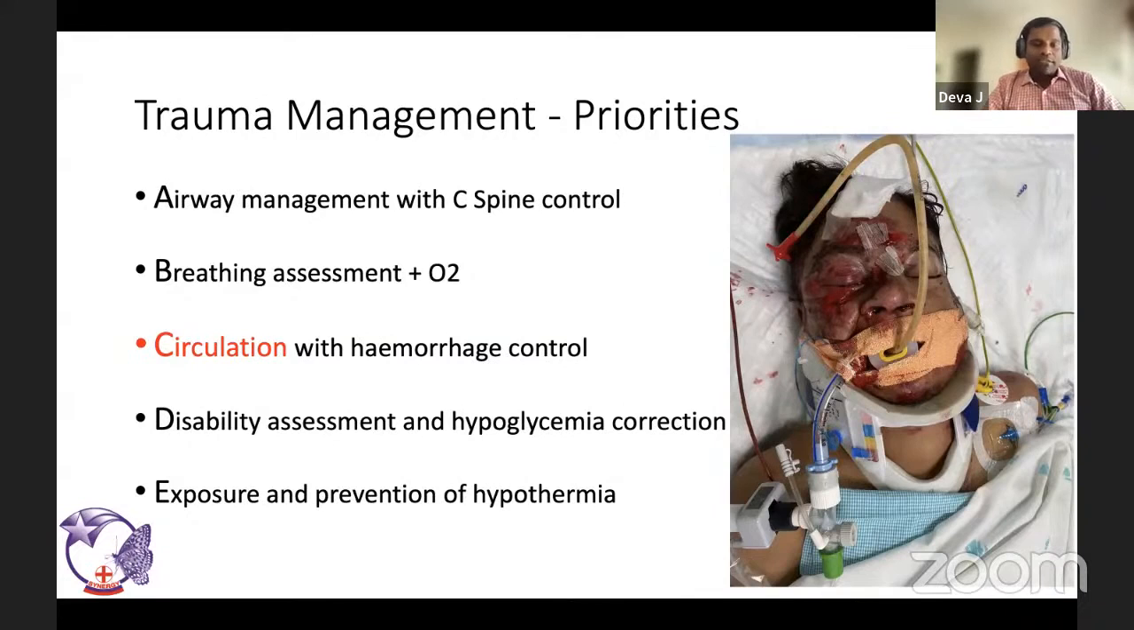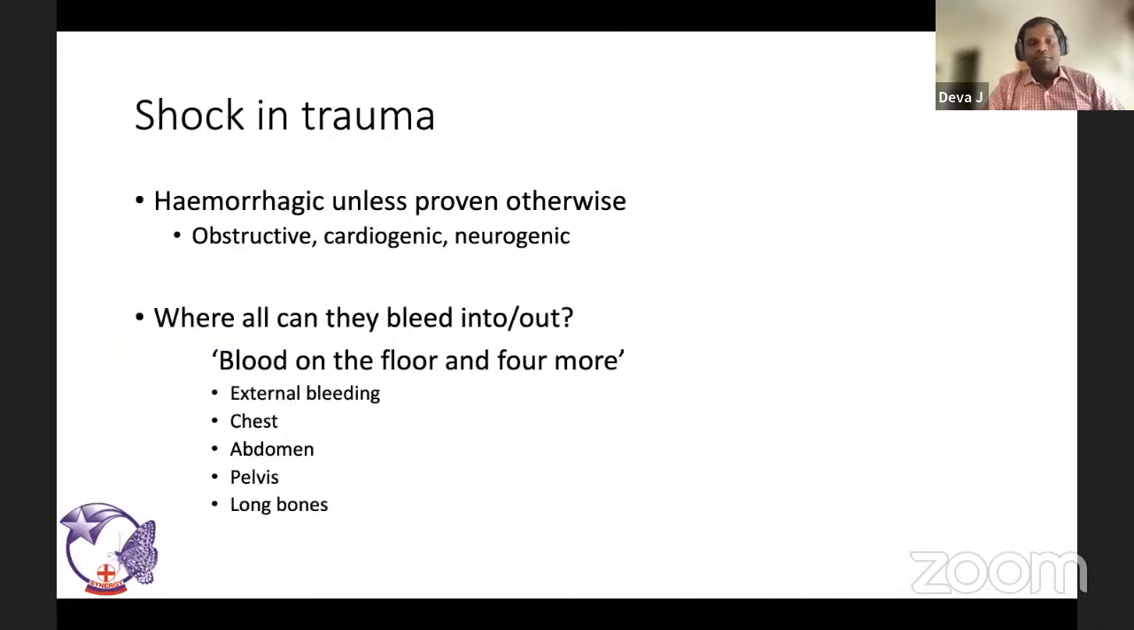So my talk specifically is going to focus on C management. So C, circulation in trauma, is all about shock, hemodynamic shock. As you all know, shock is the inability of the circulatory system to perfuse the organs or to provide oxygen and the nutrients needed for the organs and the tissues. So in trauma, it is hemorrhagic shock unless proven otherwise. If a trauma patient is in shock, it's got to be hemorrhage. You have to rule out hemorrhage before you put it down to any other cause. So that's the bottom line.